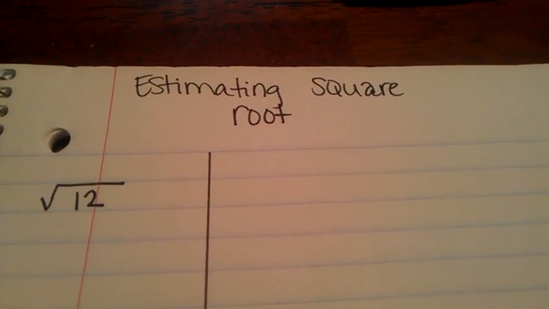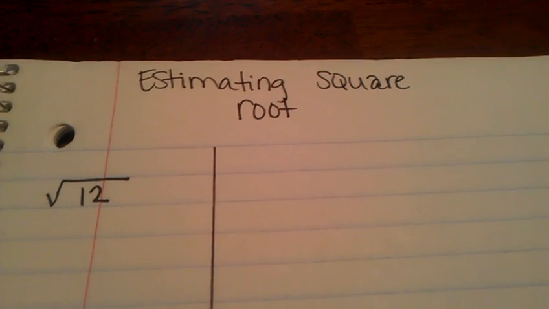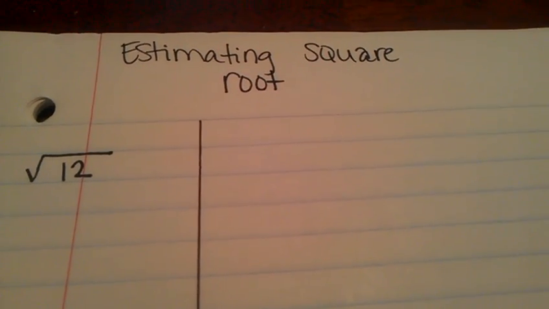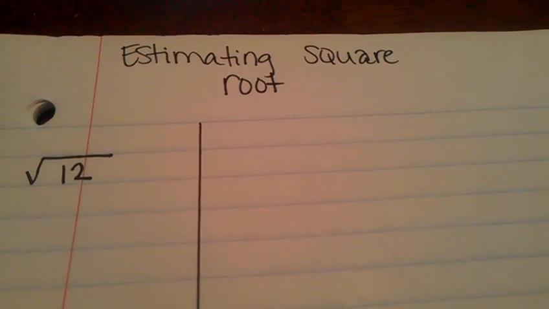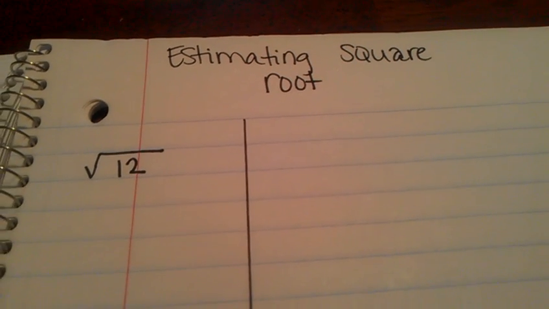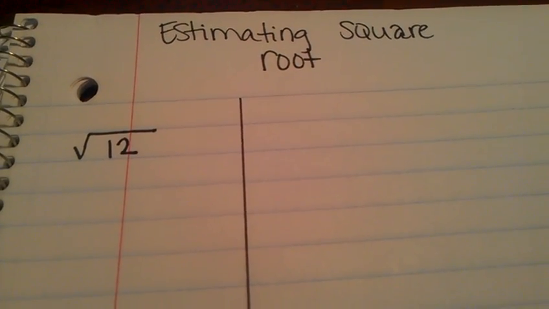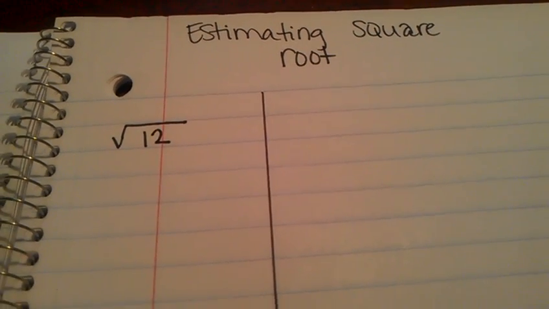Estimating square root comes into play when you don't have a perfect square, like the square root of 16 or the square root of 25, where it's not a nice even whole number that is your square root. So like the square root of 12. It's not a nice pretty square, so we've got to estimate what it is.